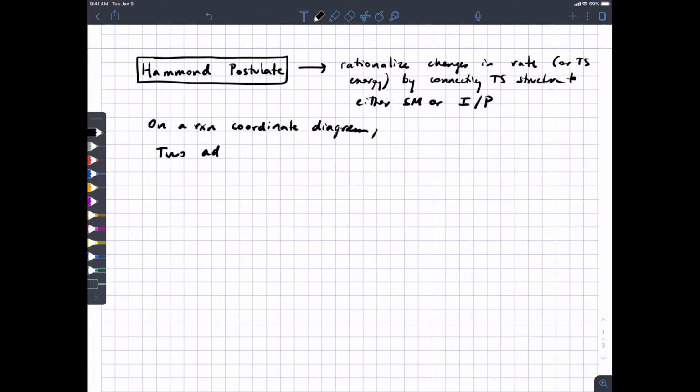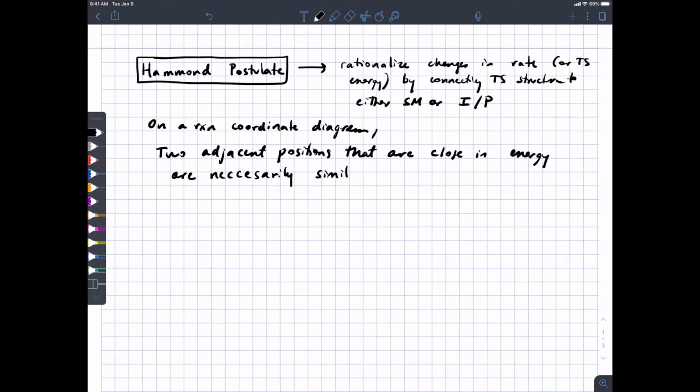two adjacent positions that are close in energy are necessarily, how do you spell that? Two C's. I always get that wrong. Necessarily similar in structure and geometry.